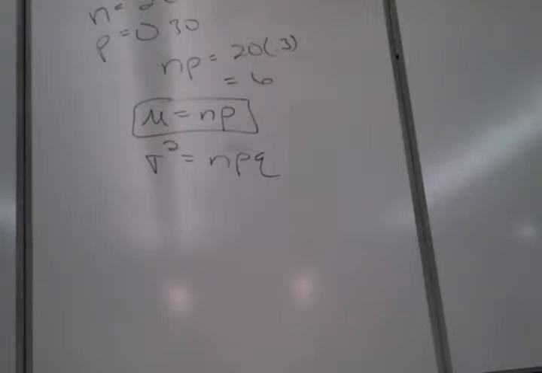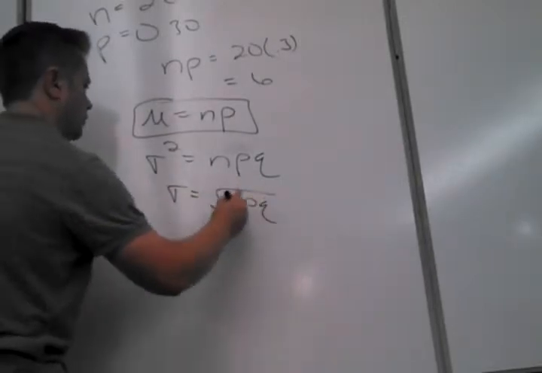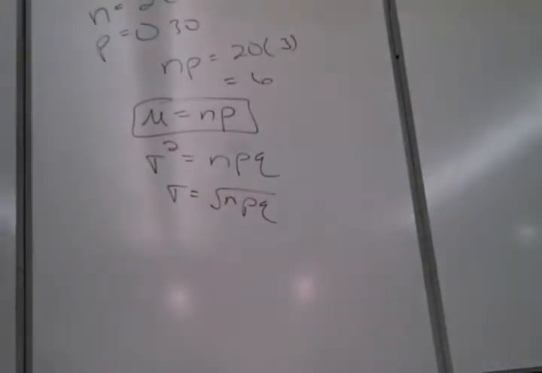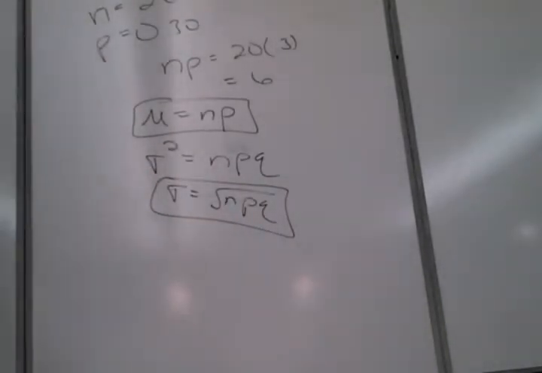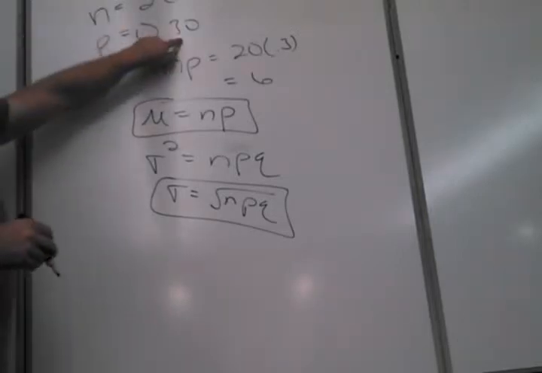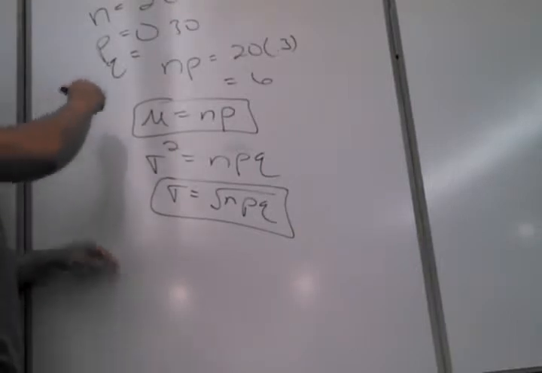So what's the standard deviation? Square root of npq. Crazy. So what's the standard deviation for Shaquille O'Neal's free throw makes out of 20? Figure that out. Take a minute. Should be less than a minute, hopefully. What's Q again? If the P is 0.3, this is probably he makes the success. Q is the failure rate. Oh, okay. And what would that be?